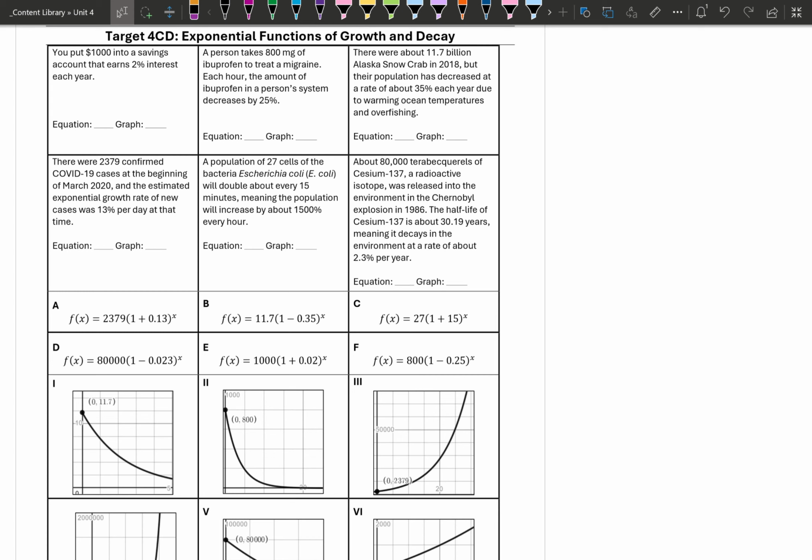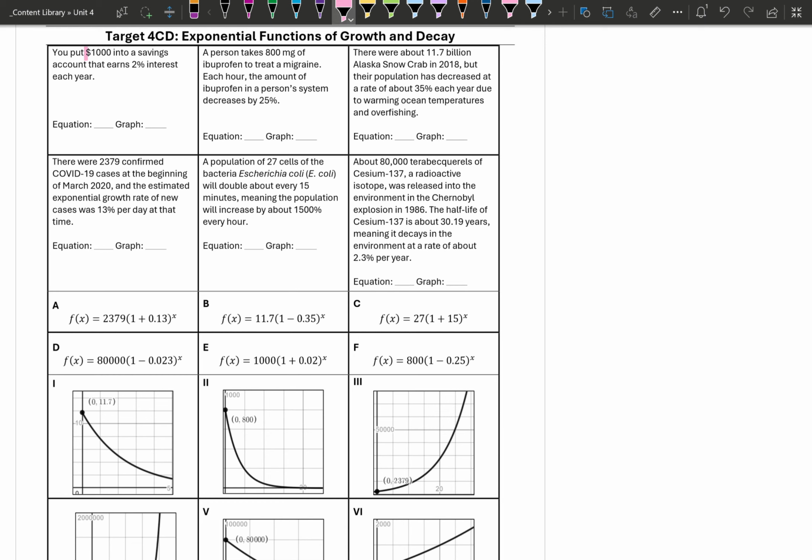Hello, and welcome to a little video about Target 4CD, where we're going to look at exponential functions of growth and decay. The first thing that we're going to do in these notes is try to match the word problem to the equation and to the graph. My hint is to pay close attention to the numbers. All right, the first one.